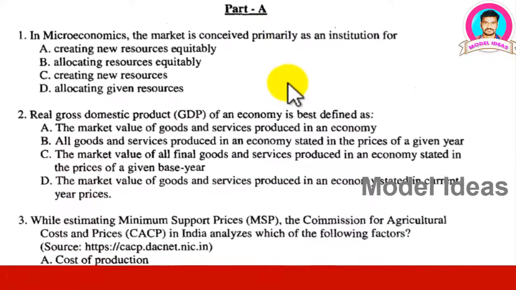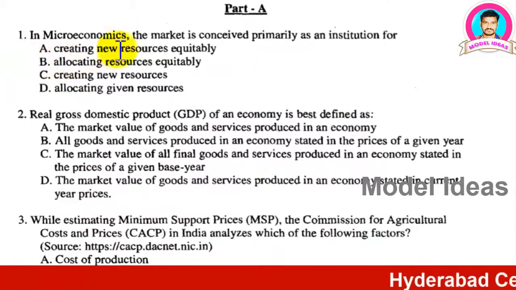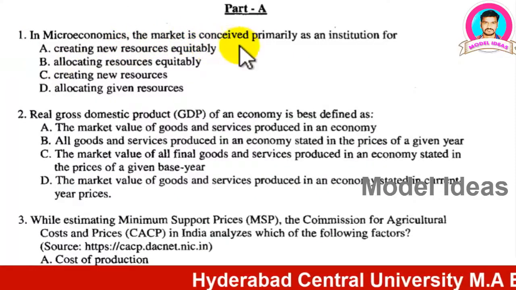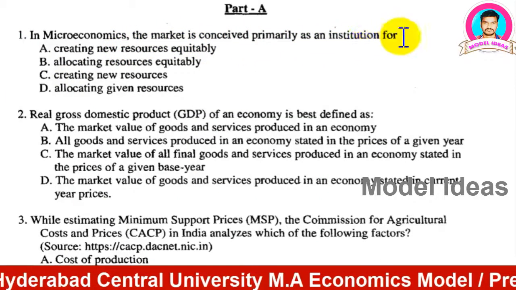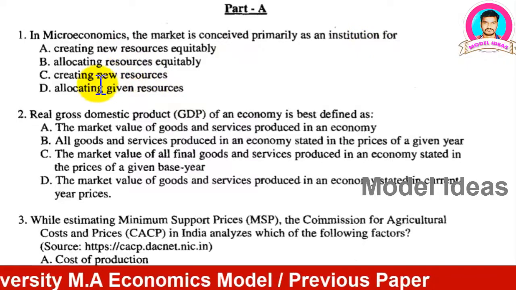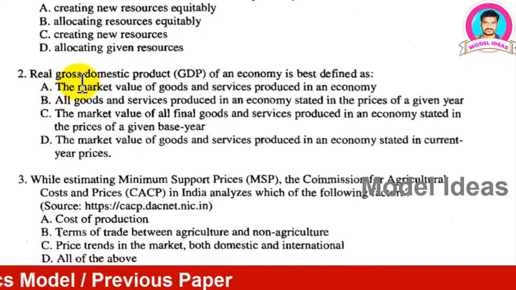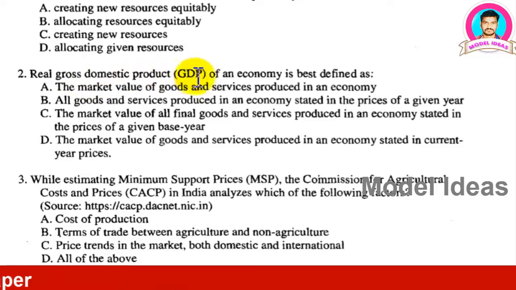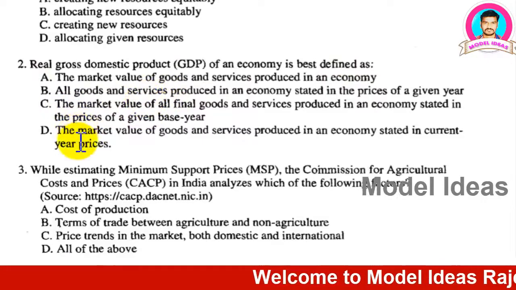Next, Part A, question number 1. In microeconomics, the market is conceived primarily as an institution for, then which one is the correct answer, you need to select it. Okay, then the real gross domestic product, GDP, of an economy is best defined as, then which one is correct, just see your options.